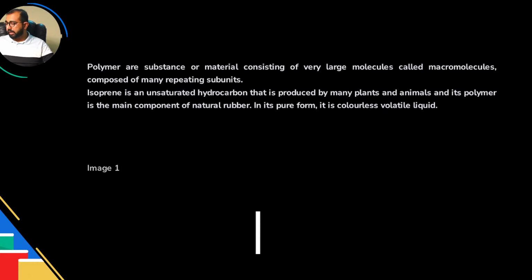Isoprene is an unsaturated, that's a key word. Usually they ask us for the definition of it. So unsaturated means that it has carbon-carbon double bonds, at least one carbon-carbon double bond, could be a triple bond as well, but has to be at least one. That is produced. Similarly, there is this word hydrocarbon. Sometimes they ask you for the definition of that. So hydrocarbons are compounds that are made of hydrogen and carbon only. Alright, that is produced by many plants and animals, and its polymer is the main component of natural rubber.